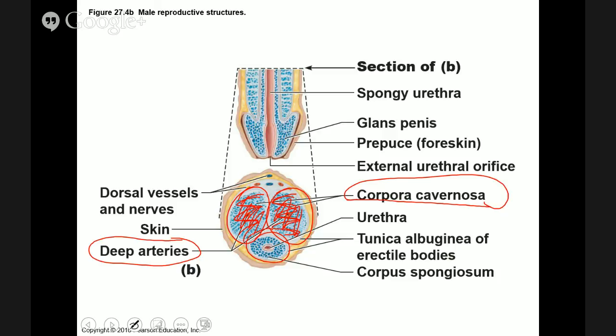All right, so then we also have this one here, which is another corpora. It's the corpus spongiosum, and in the middle of that is the urethra. It allows for the passage of sperm or urine, depending on what function is being used.